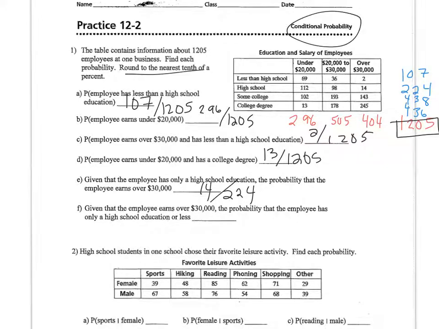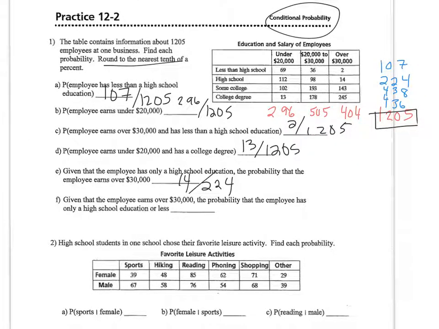And then letter F, given that the employee earns over 30,000, you're only going to look at this column. So that's going to be 404 as the denominator. Given that the employee earns over 30,000, what's the probability that the employee has only a high school education? Of this column right here, what's the probability they have only a high school education? So it's 14. Because the directions say to round to the nearest tenth of a percent, I'm going to have to put these in my calculator and write them as percents.